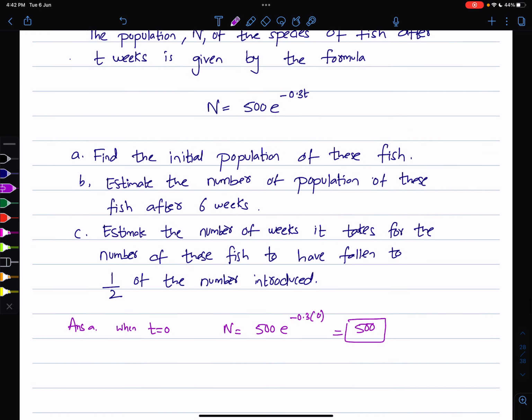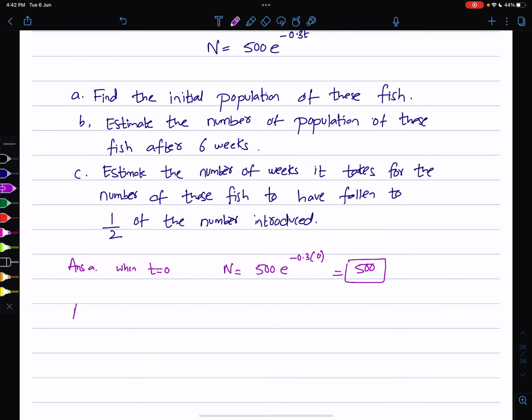Part B says estimate the population of these fish after 6 weeks. So when t is 6, what's the value of n? So 500 times e to the power of minus 0.3 times 6. If you use the calculator to solve this, we get 82.649, that is 82.6. So after t equals 6, 83 fish are going to be there. If we convert this into an integer value, 83 fish, or 82 complete fish, are going to be there.